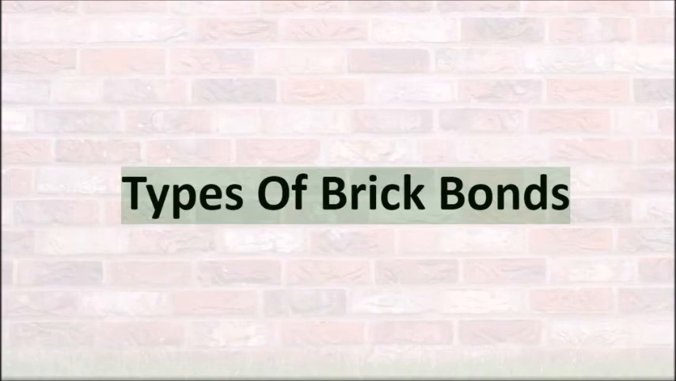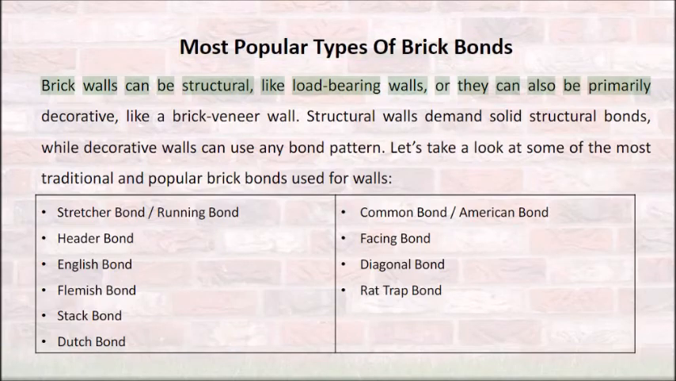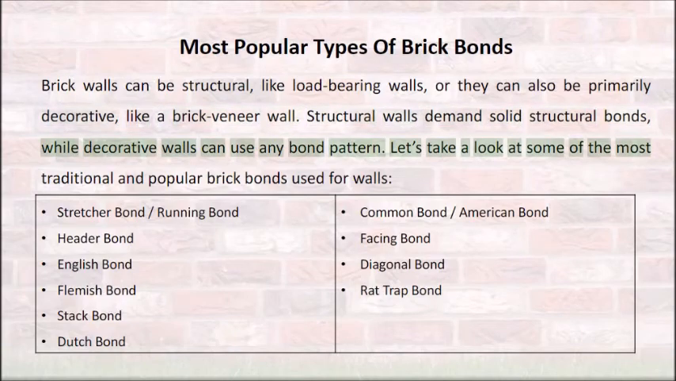Types of brick bonds. Most popular types of brick bonds. Brick walls can be structural, like load-bearing walls, or they can be primarily decorative, like a brick veneer wall. Structural walls demand solid structural bonds, while decorative walls can use any bond pattern.